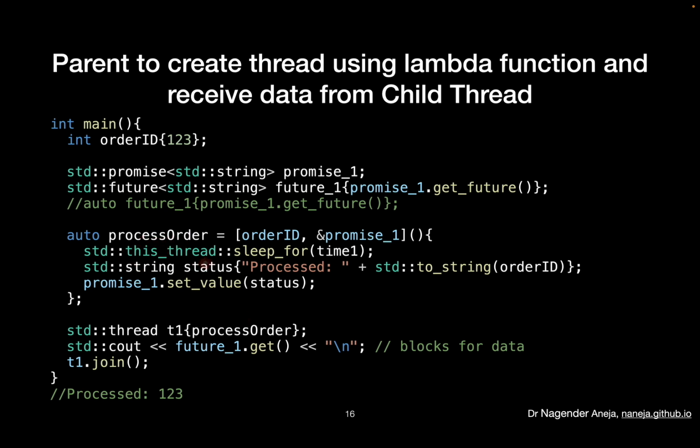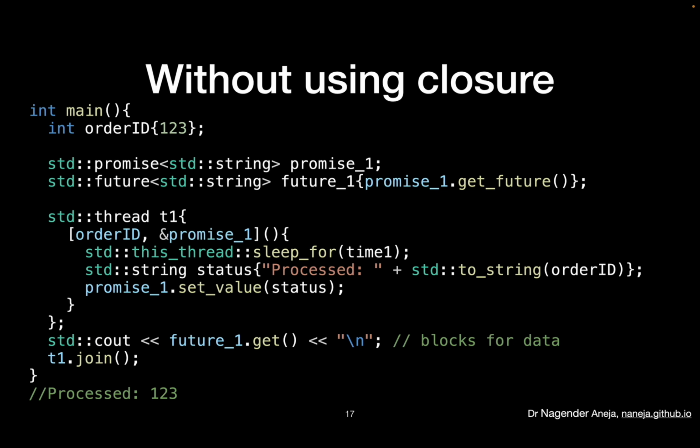So we can remove this one completely and pass the complete thing here as a lambda expression. This is the thread T1, and then we can use the get function to block the main and get the data until the status is available. We will get this data, and we'll still see processed 1, 2, 3. So this is without a lambda expression. We created the thread T1 and passed this complete thing here. Order ID has been captured, promise 1 has been captured as a reference, and then we can set the value, and get it using dot get.